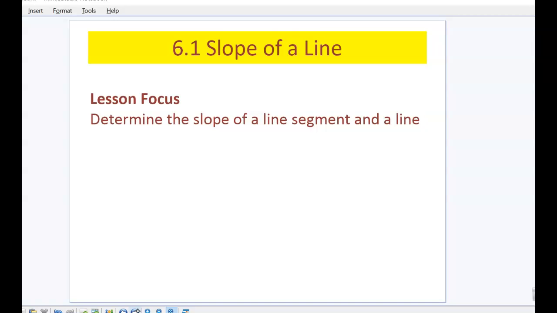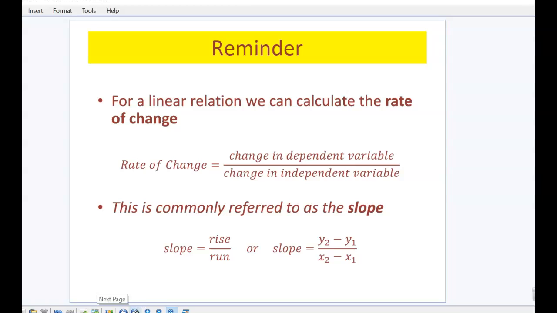So in section 6.1, we're going to talk about the slope of a line. For a linear relation, we can calculate the rate of change by taking our change in the dependent variable divided by the change in the independent variable. And again, this is slope, which is rise over run. And if we're looking at the slope between 2 coordinates, it's y2 minus y1 divided by x2 minus x1.